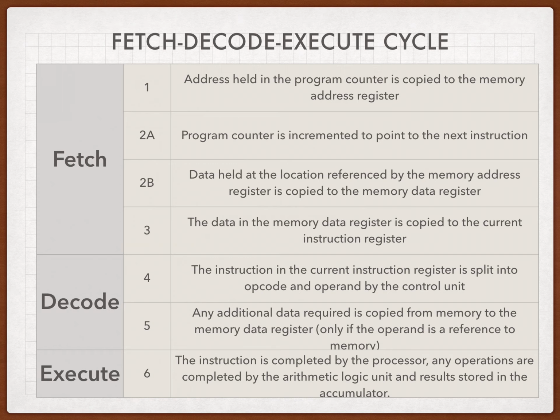Following on from that, any additional data is copied from memory into the memory data register, and that is only if the operand is a reference to a location in memory. The final part of this cycle is execute, whereby the instruction is completed by the processor and any operations, which are mathematical, logical or shift, are completed by the arithmetic logic unit, and any results are stored into the accumulator. This cycle repeats throughout the execution of a computer.